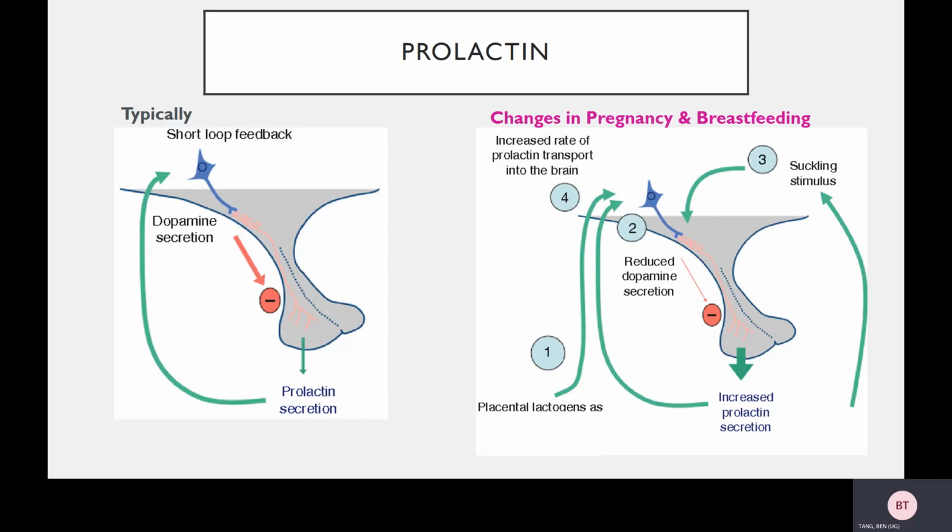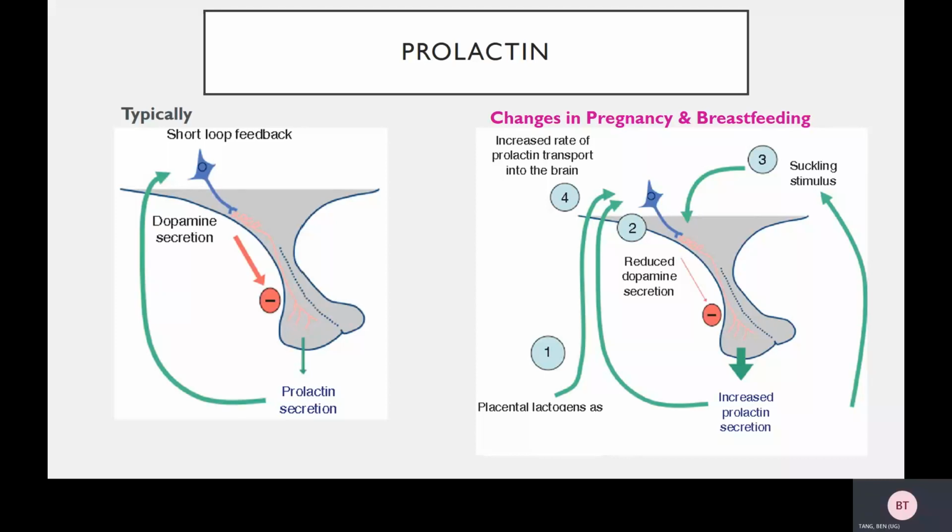Okay. Now, the last axis we're going to go over today is the prolactin axis. It's a bit different because it focuses on the specific pituitary gland and how it's influenced, rather than the hypothalamus and an eventual effector organ. So typically, as you can see, when you're not pregnant or breastfeeding, there's dopamine being secreted onto the anterior pituitary gland. And this inhibits the secretion of prolactin and therefore stops its action.